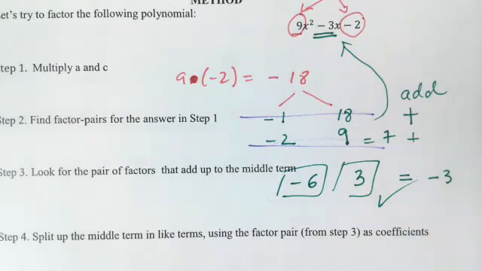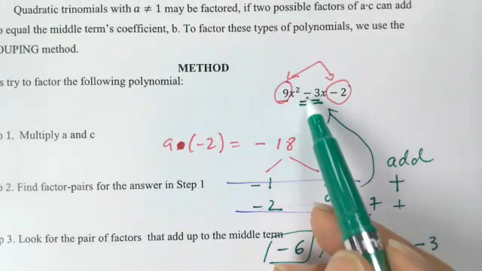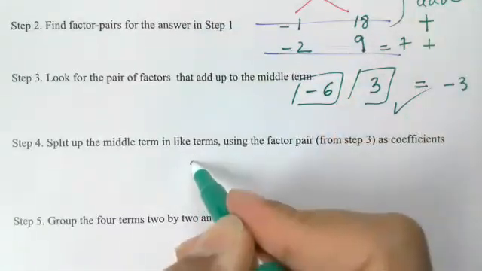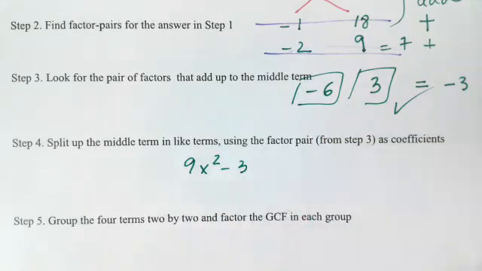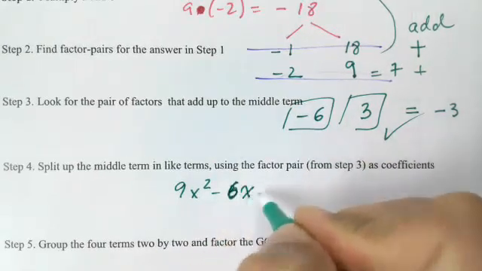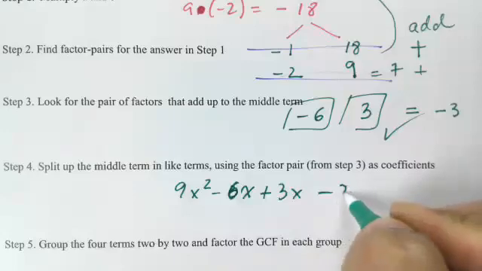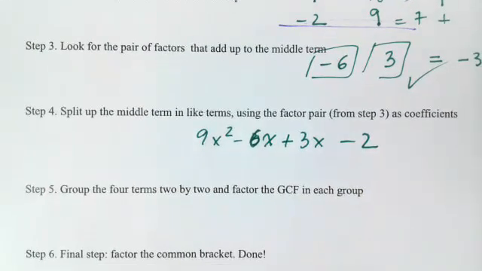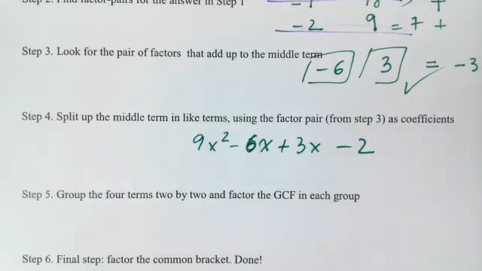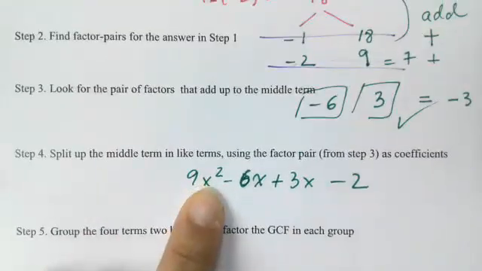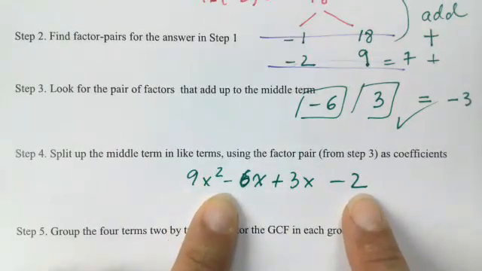Now, how does it work? I rewrite the 9x squared minus 3x minus 2 as 9x squared minus 6x plus 3x minus 2. Who's going to tell me what I've done? It's still the same expression, but it's a little bit different. What did I do? Not quite backwards, no. I still have the 9x squared here. I still have the negative 2 there.